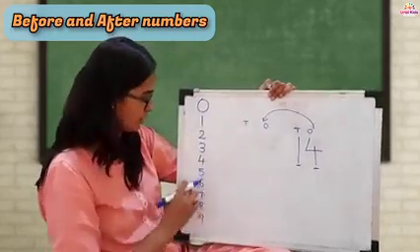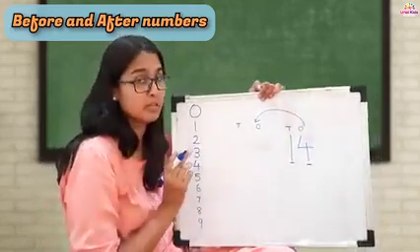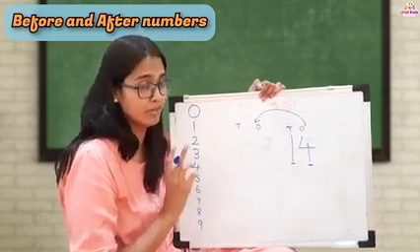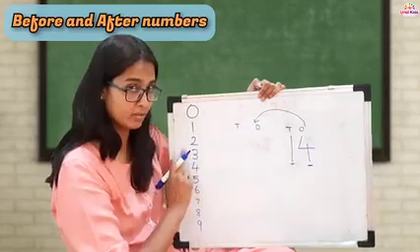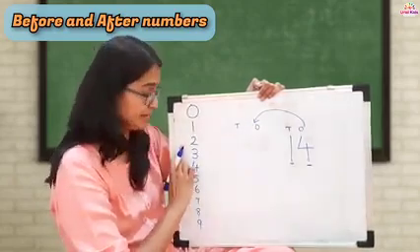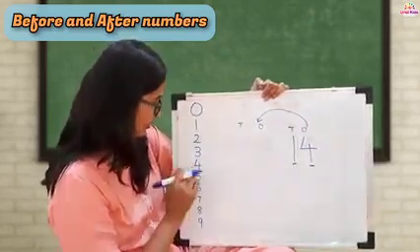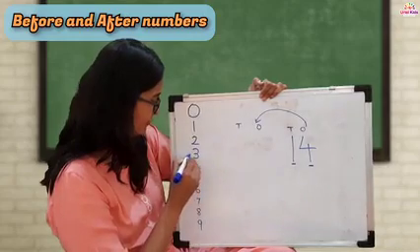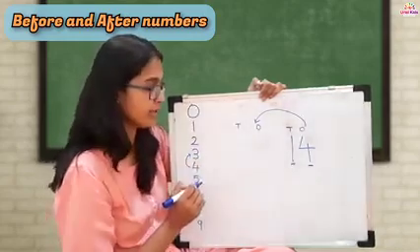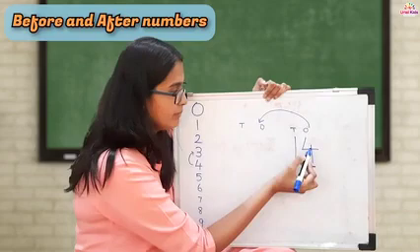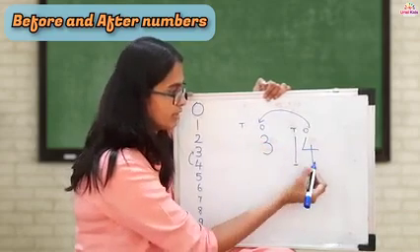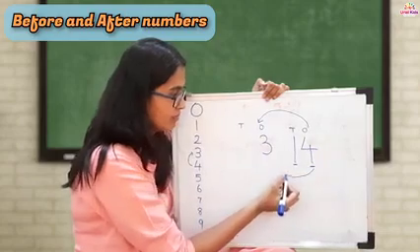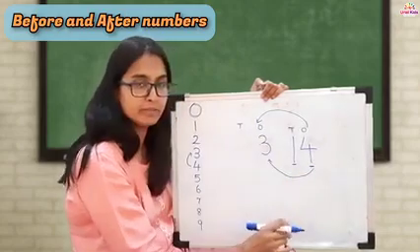Let us check what number comes before. Remember, before numbers are smaller numbers. So before 4, I will go behind, always go behind. So the number that comes before 4 is 3. So I will be writing the number 3 in the ones place. The number that comes before 4 is 3.